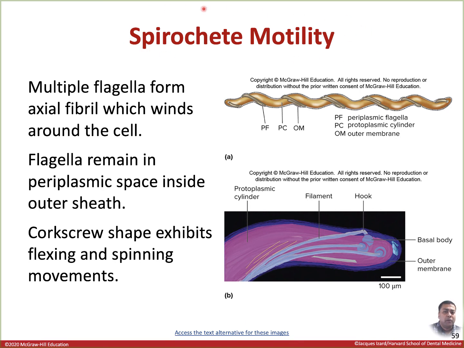The next one is a very important aspect of spirochete motility. We talked about this spirochete at the very beginning, depending upon the shape, and they do contain this periplasmic flagella, which is also known as axial fibril or axial filament. Repeating, they contain the periplasmic flagella, which can be called an axial filament or axial fibril, which winds around the cell. The flagella remain in the periplasmic space inside the outer sheath, outer membrane, and it remains inside. The corkscrew shape exhibits a flexing and spinning movement.